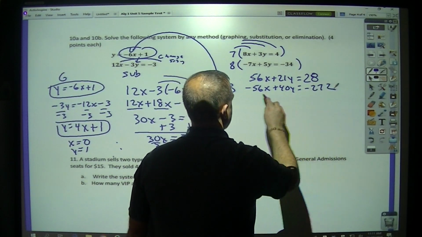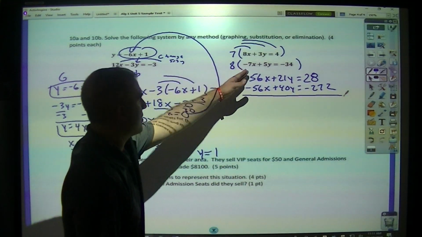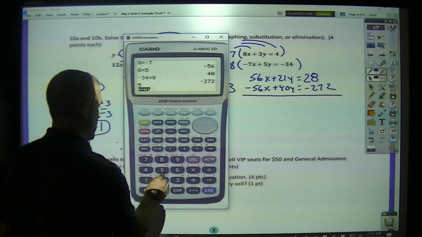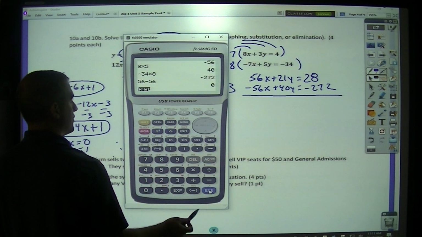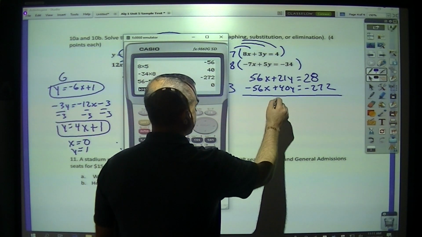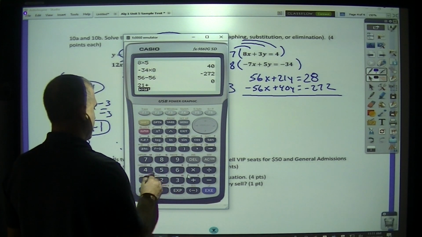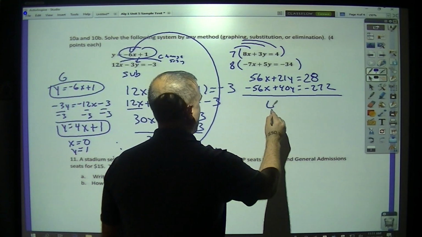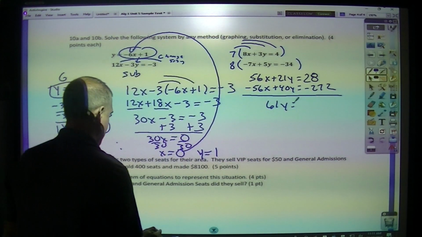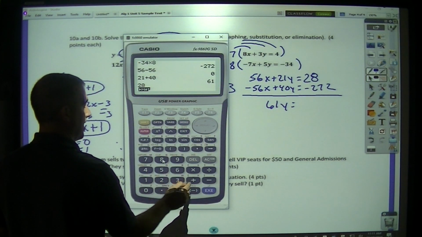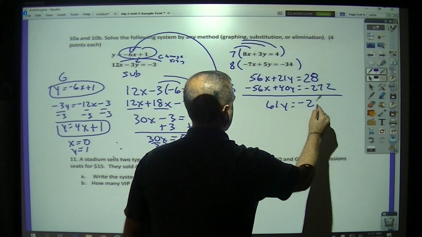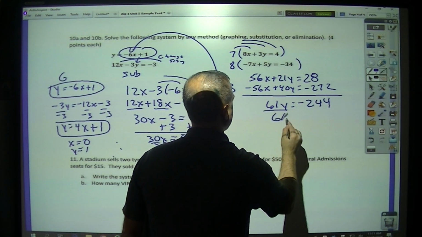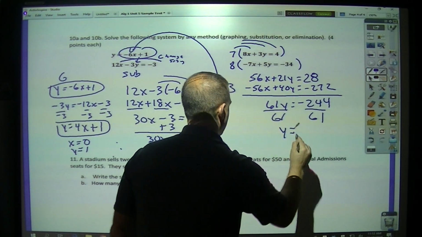Now let's see if those will eliminate. Let's check. 56 minus 56 is 0. Great. So I can keep these signs. 21 plus 40, 61y. Okay. 28 minus 272, negative 244. Divide by 61. Y equals negative 4.